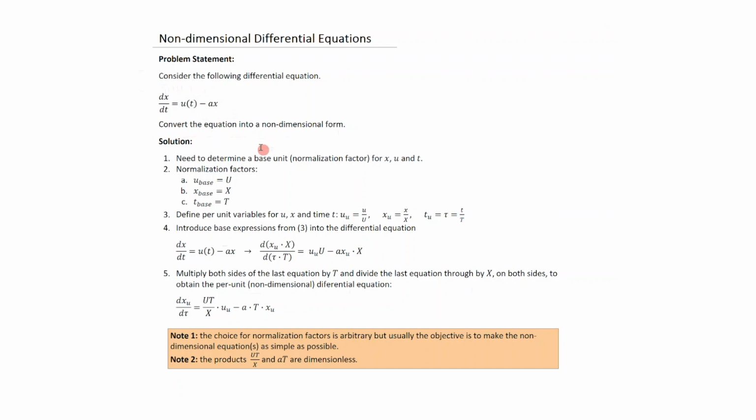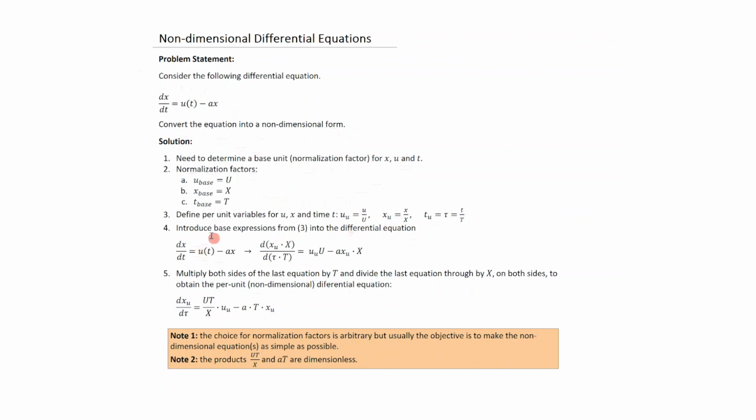So there are a number of steps we need to take. First is we need to determine a base unit or normalization factor for all of the variables in the system. The variables include the time. So you have x, you have u, and you have t. That's these. And then you have to select normalization factors, which is really up to you. It's your choice, whatever's convenient. So we call u base capital U, x base capital X, t base capital T. And then we're going to define per unit variables for u, x, and time t as follows. u over U is just taking u and dividing it by a normalization factor. This has no units. Same with x over X, same with t over T.